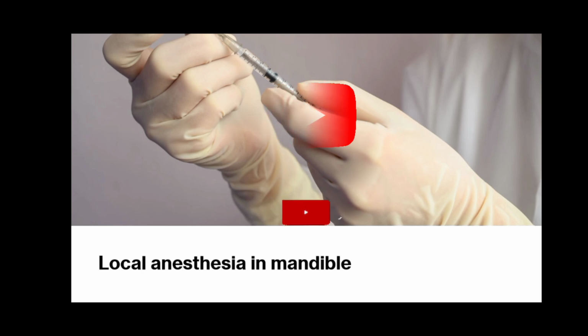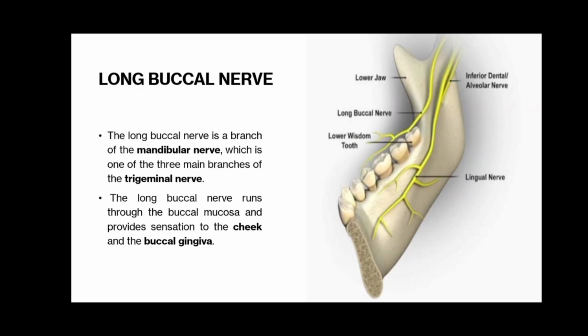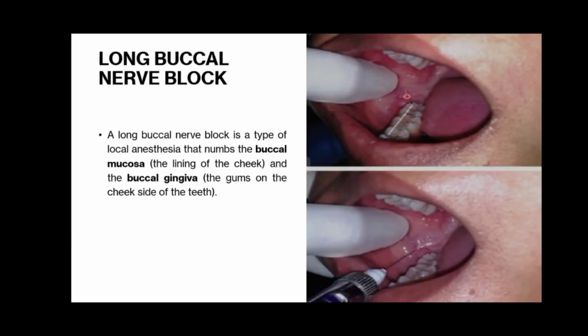In this video, we will learn about the different blocks used in the mandible. We will learn about the long buccal nerve. The long buccal nerve is the branch of the mandibular nerve, which is one of the three main branches of the trigeminal nerve. The long buccal nerve runs through the buccal mucosa and provides sensation to the cheek and the buccal gingiva.